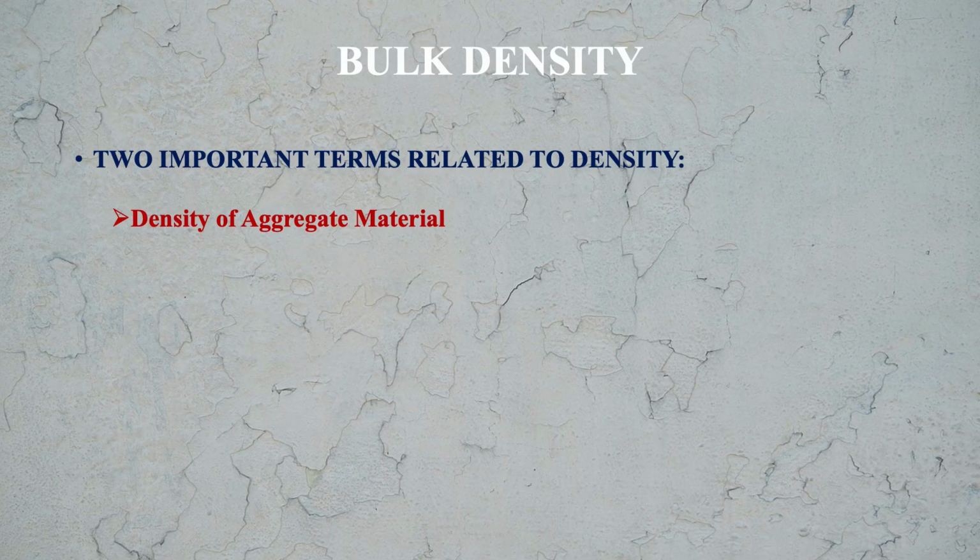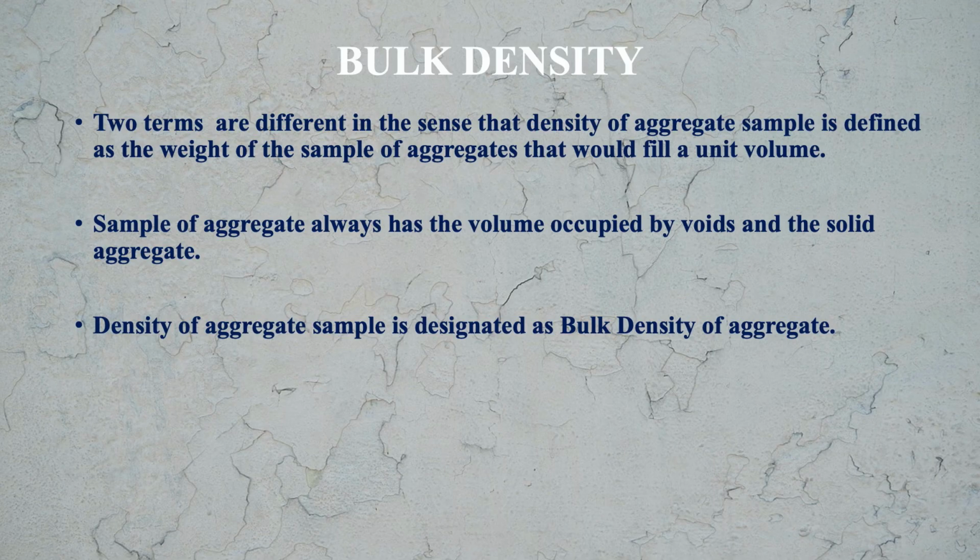There are two important terms related to density: density of aggregate material and density of aggregate sample. Basically, the density of aggregate sample is the bulk density. Density of aggregate material means the material of which the aggregate is made. But here, as far as the bulk density is concerned, we are talking about the density of the aggregate sample. The two terms are different in the sense that density of aggregate sample is defined as the weight of the sample of aggregate that would fill a unit volume.